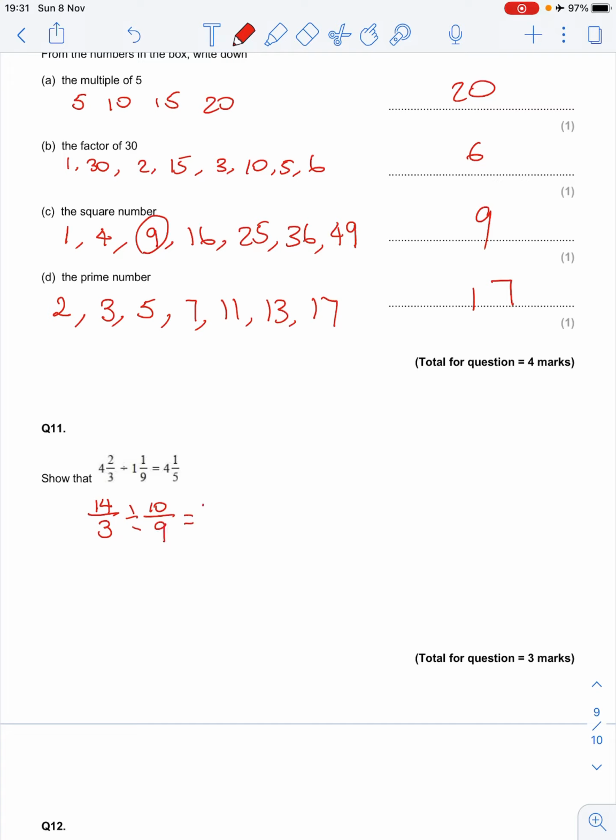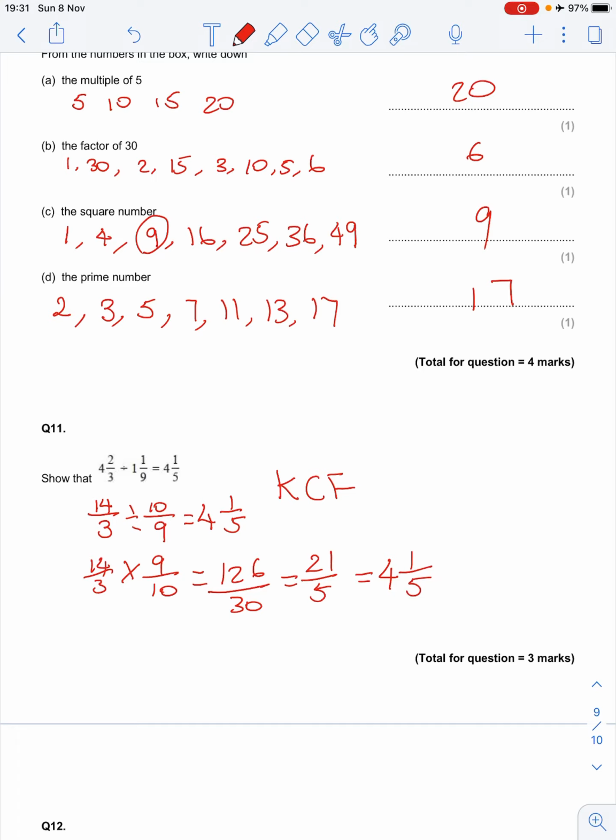And remember how we do fractions. We keep, change, flip. So we keep 14 over 3, change the sign to multiply, then we flip, it's 9 over 10, and you get this equals to 126 over 30, which is equal to 21 over 5, and this equals 4 and 1 over 5.